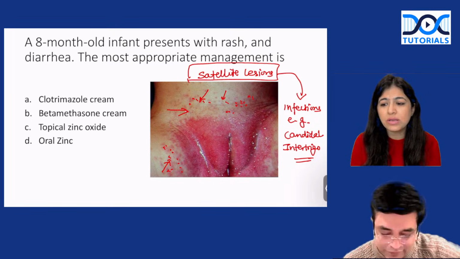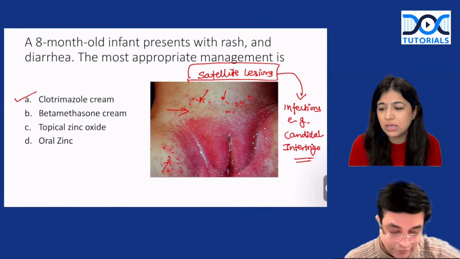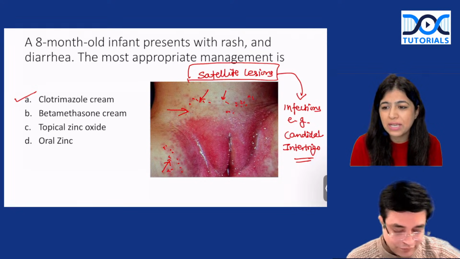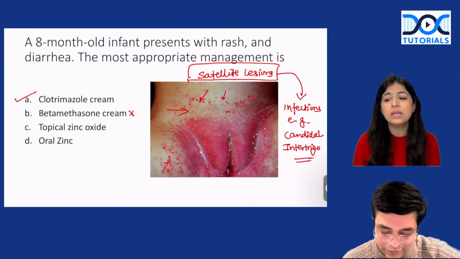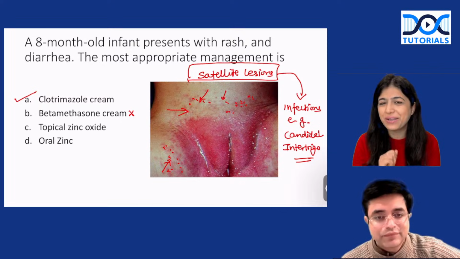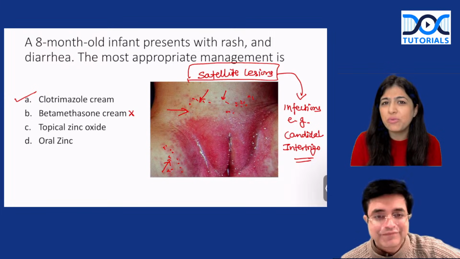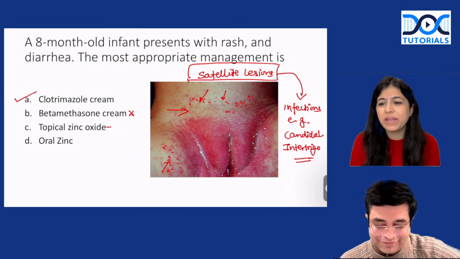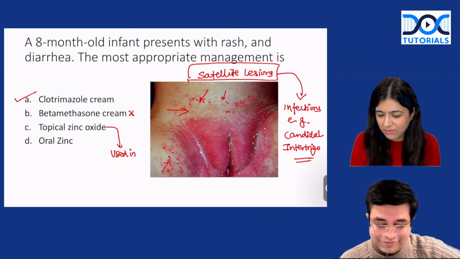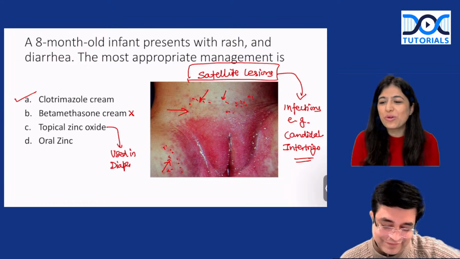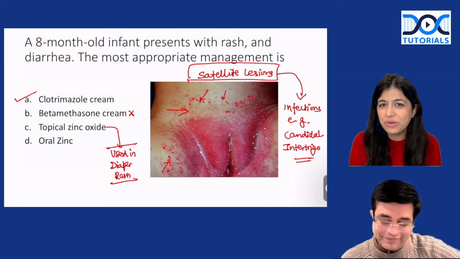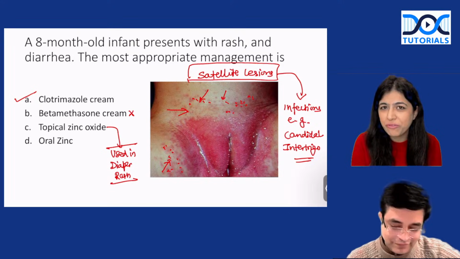Betamethasone cream would be your answer if this was seborrheic dermatitis. That would show a yellow greasy rash. It would not show any satellite pustules or any satellite lesions. Topical zinc oxide, we were just discussing in the previous slide that it has protective activities for the skin. Where do we use topical zinc oxide creams? In babies, there is a rash in the groin where zinc oxide preparations are given. That is done for diaper rash. So this is to make you differentiate Candidal intertrigo from diaper rash.